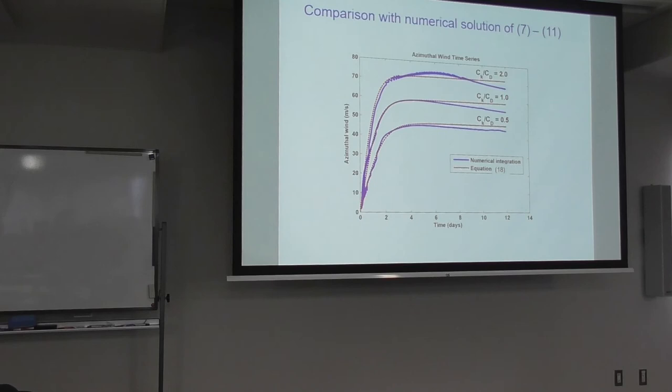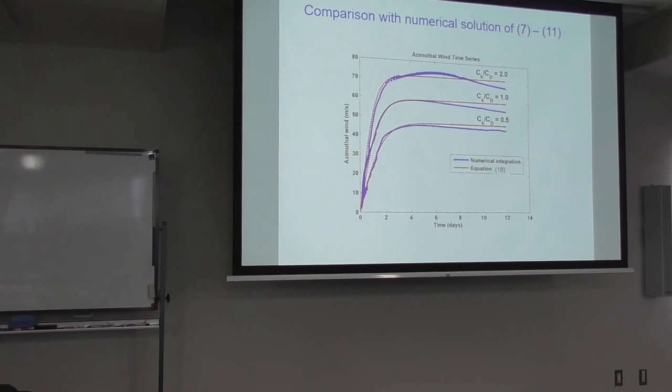And so this is the evolution of the maximum wind speed with time, for three different values of the ratio of Ck over Cd. The blue curves are from integrating this time-dependent model, the one that you could download. And the red dashed lines are the solution to the hyperbolic tangent solution of the approximate system. So it's not a terrible approximation. I'm actually surprised it works that well. We have to make a lot of approximations to get that analytic solution.